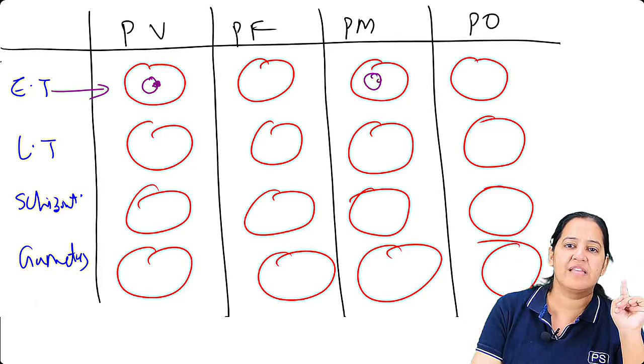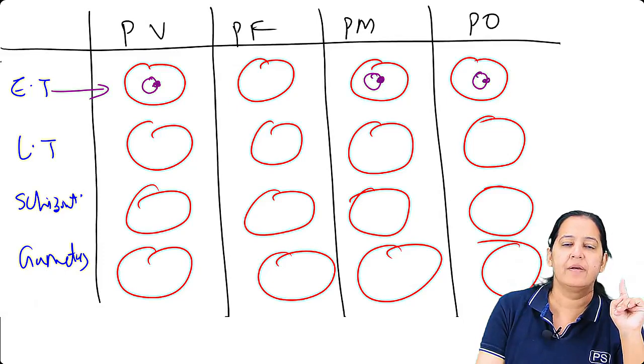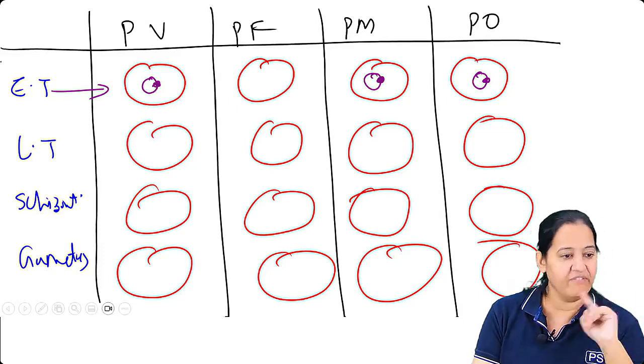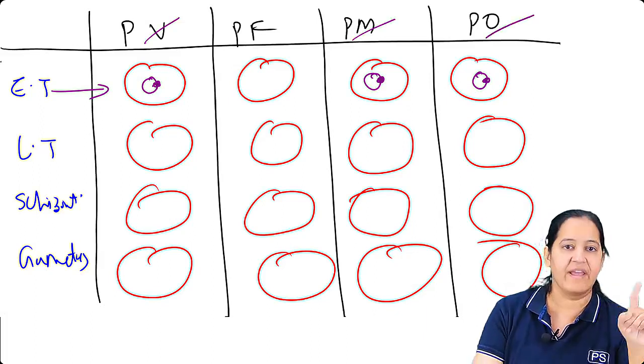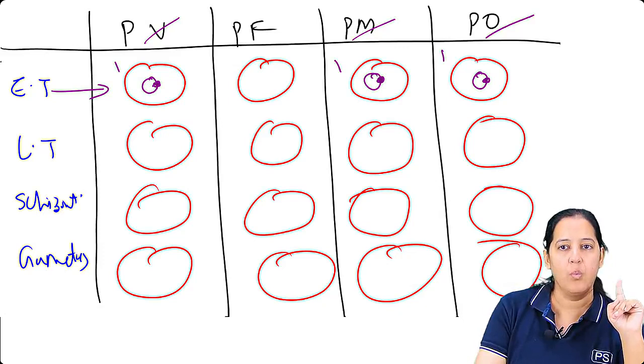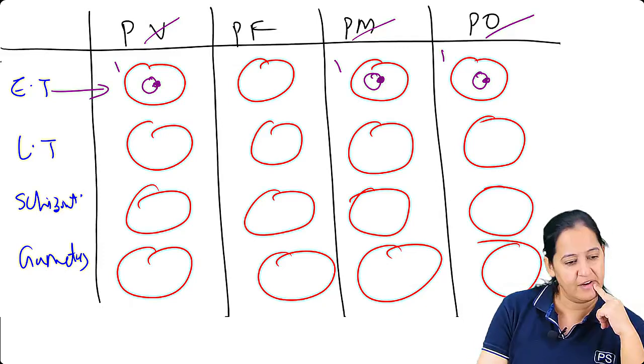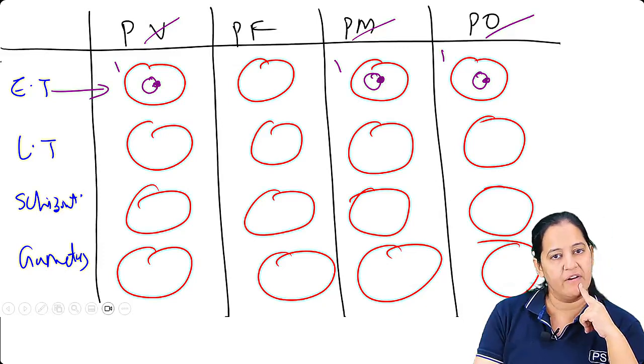Here also we have the same ring. Here also we have the same ring. So ring, ring, ring. One ring in one RBC. So in vivax, malariae, and ovale, there is one ring in one RBC.